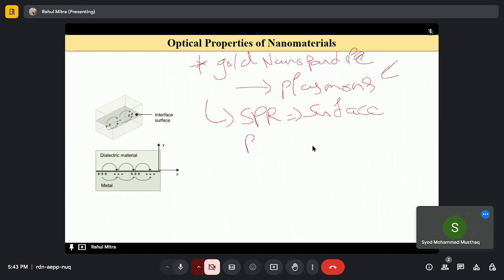Surface plasmon resonance. Now there are three terms: surface, plasmon, and resonance. Surface is nothing but the surface property, or the area which is exposed to the other medium, right? Now, what is a plasmon? It's a collective oscillation of electrons. Resonance is nothing but oscillating at the same frequency.